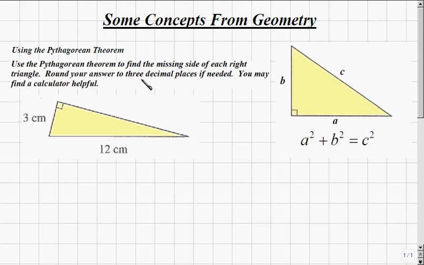Let's use the Pythagorean Theorem to find the missing side of this right triangle. We'll round our answer to 3 places and use a calculator to find the third side.